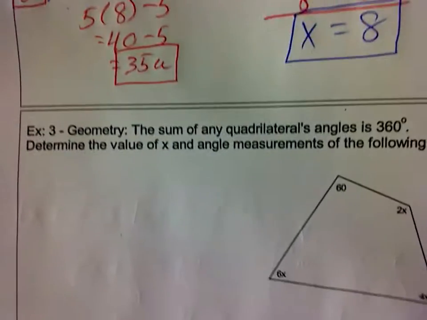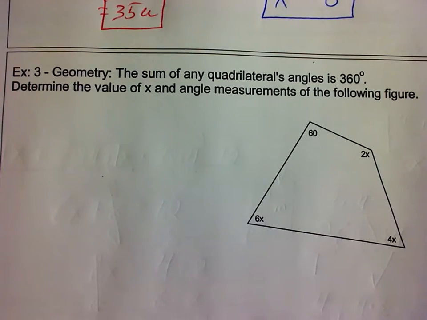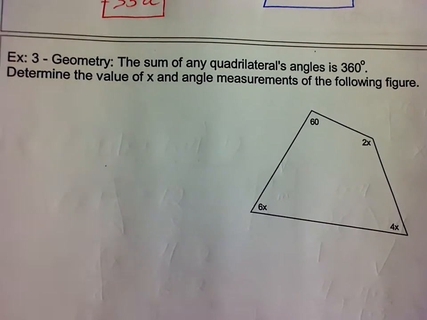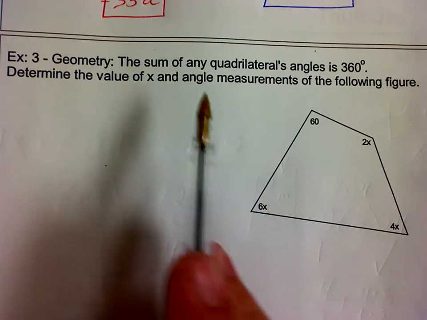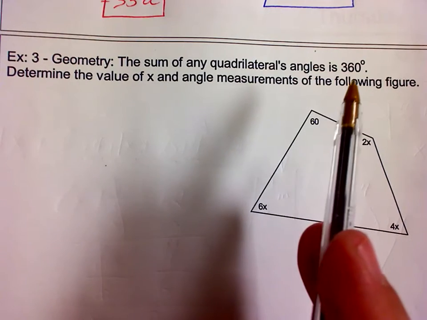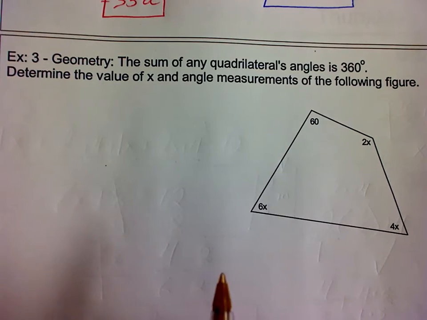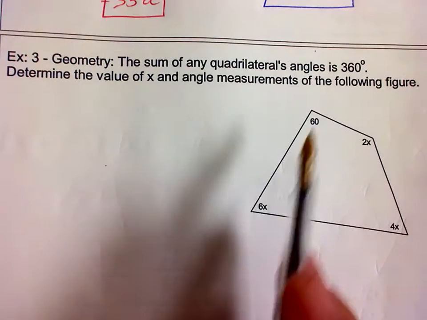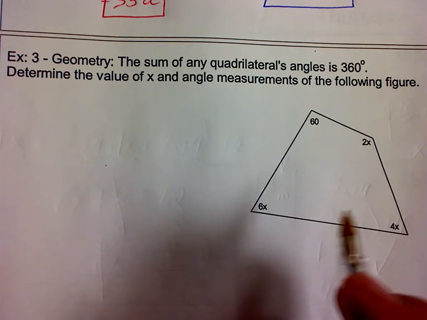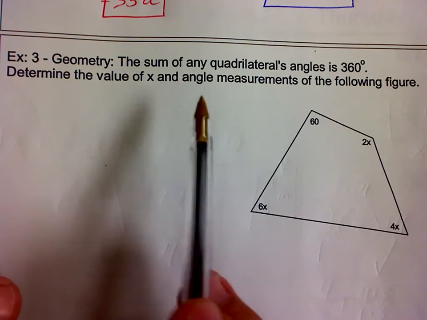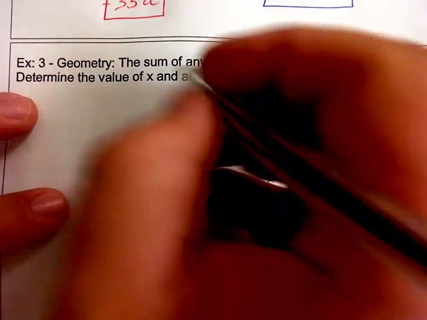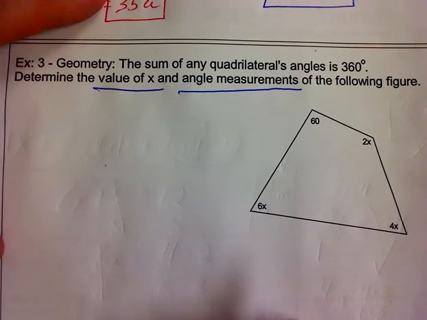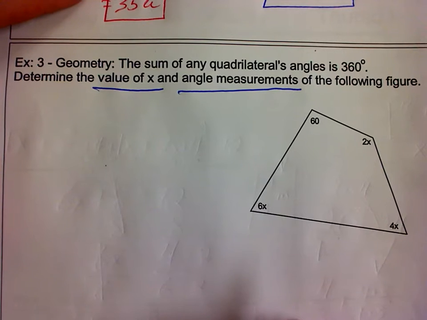Let's go ahead and take a look at this last one here. I'll give you another second to look at it before I move on. Okay. Geometry here. The sum of any quadrilateral's angles is 360 degrees. Now we are talking about the interior angles here, so I know it doesn't say that up there, but we were talking about the angles on the inside. They want us to determine the value of x and the angle measurements of the following figure. So once again, they're wanting us to talk about those 2 parts before we're done with the problem.